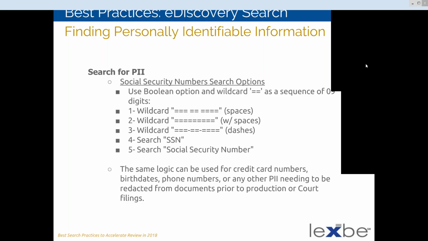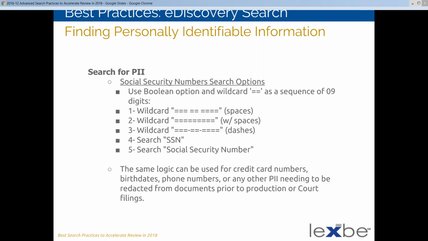So to search for PII using a Boolean operator, you can use the equal sign as a wildcard, and then you can apply it as a sequence of 9 digits. So you'll see here in my examples, there are 3 ways that social security numbers are typically recorded. The first one you'll see I have 3 of those equal signs, a space, 2, a space, and then 4. Again, we'll do the same thing in the second example with no spaces, and the third with dashes, which is another traditional way that social security numbers are written. This will return any documents that have numbers in this sequence of 3 to 4.